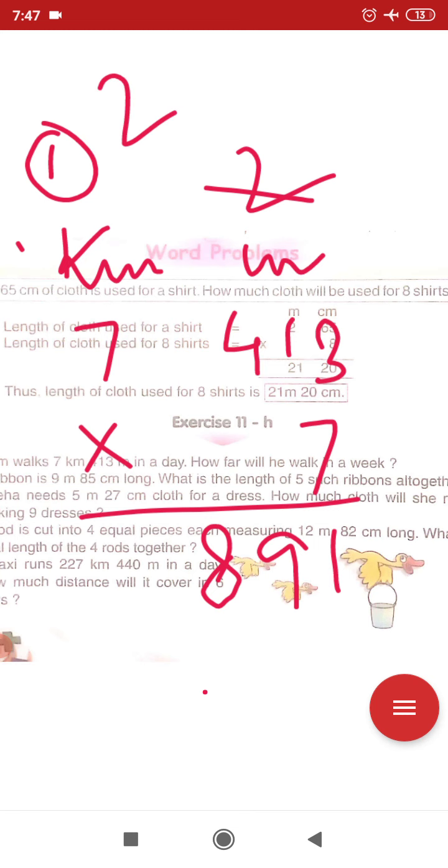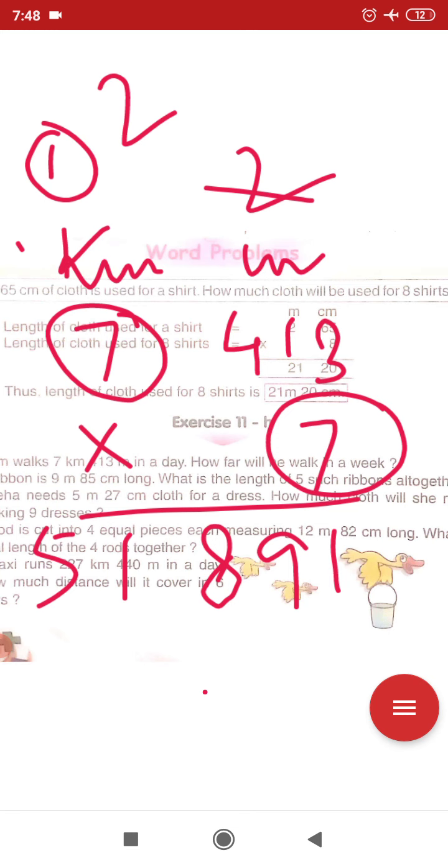product of kilometer. What is the number given in kilometer? 7. Multiplier is also 7. So 7 sevens are 49 and this 2. So 49 plus 2, that is 51. So 51 kilometer, 891 meter. That is the distance covered in 1 week, in a week by Ram.